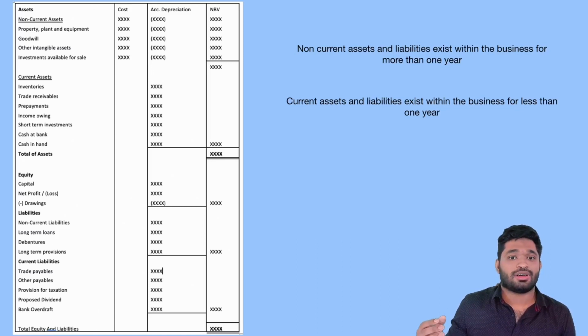Then you will have trade payables. You will have to pay your creditors, right? And they will not give you years to pay it. You will have to pay it within months. So that is a current liability.